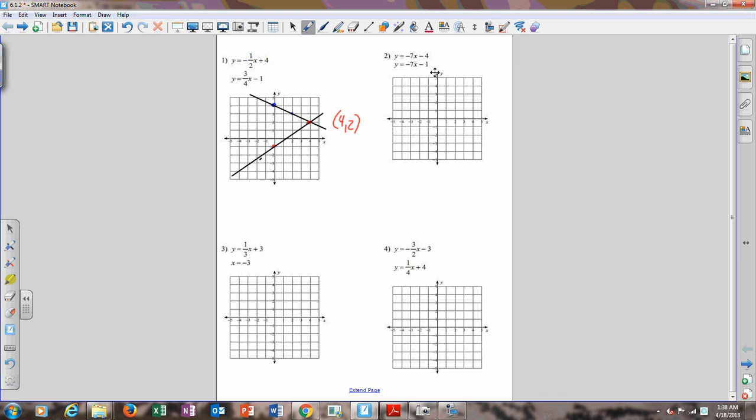Number 2 goes down 4. Then it goes down 7, right 1, or you could go up 7 and left 1, because there's still a graph there. That's what I'm going to do. I'm going to go up 7, goes back to 0, up 3 more, and left 1. Make a dot. Draw a line through my 2 dots. Much easier on paper, I'll tell you.